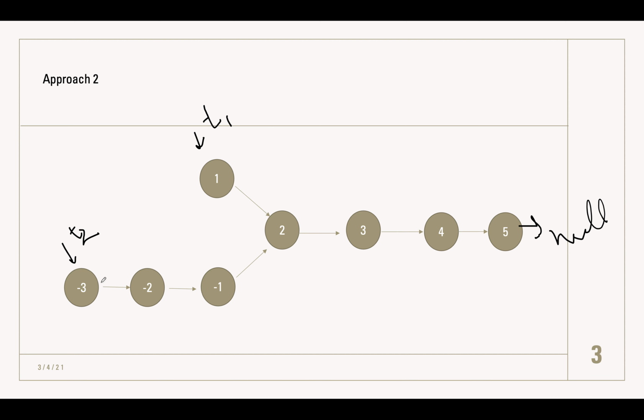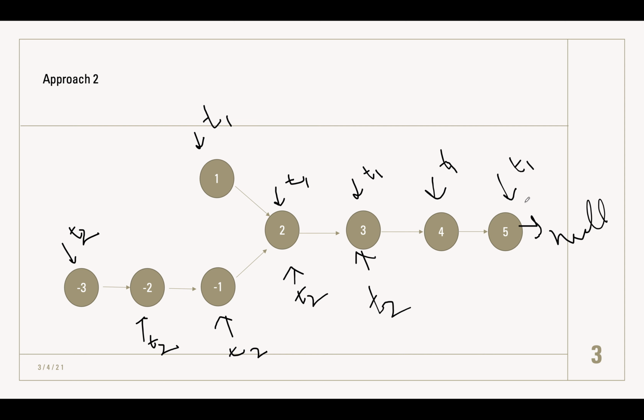T1 is not null, T2 is not null. Move both of them ahead. So T1 goes here and T2 goes here. Both of them are not null. Move them ahead. T1 here, T2 here, and then we move ahead again since both of them are not null. T1 here, T2 here, T1 again here, and T2 here.